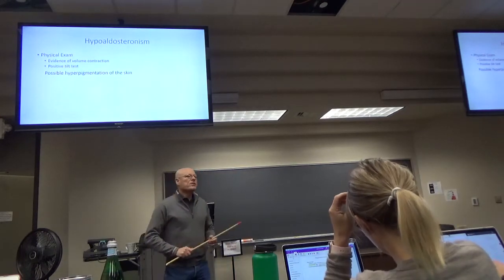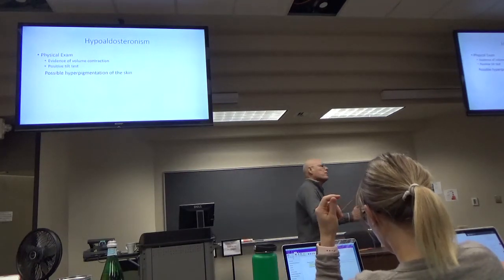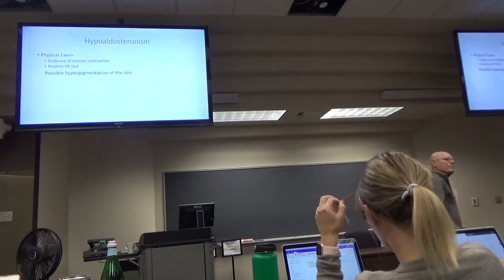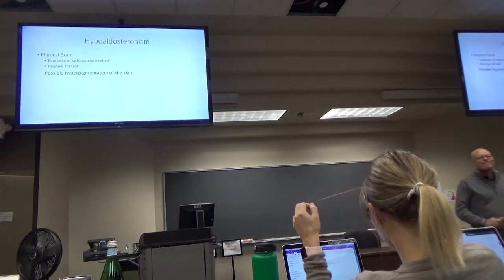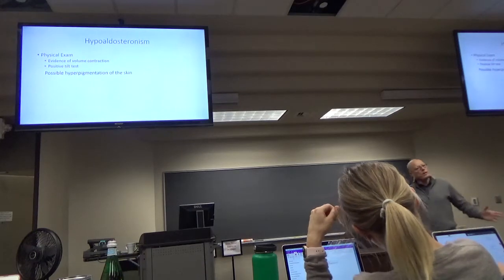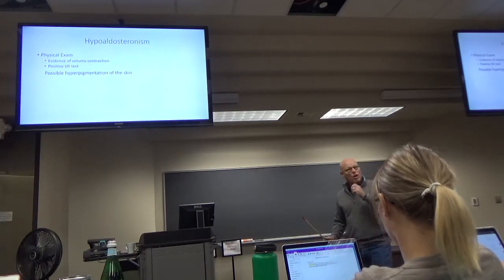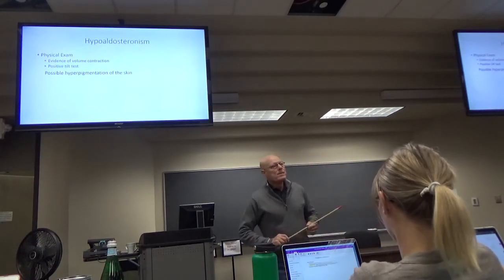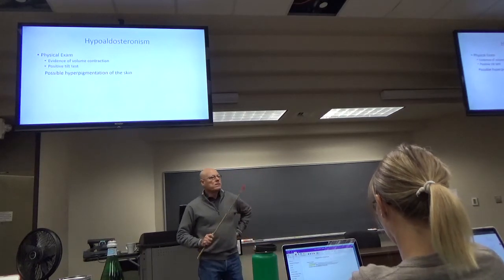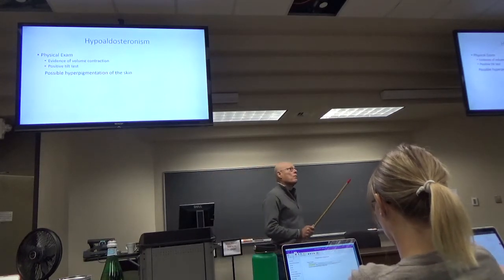If they have a positive tilt test, their extracellular fluid volume is low. It's probably 20 to 25% low. We don't know. We don't have any way to measure that. But it's probably somewhere between 20 and 25% low.